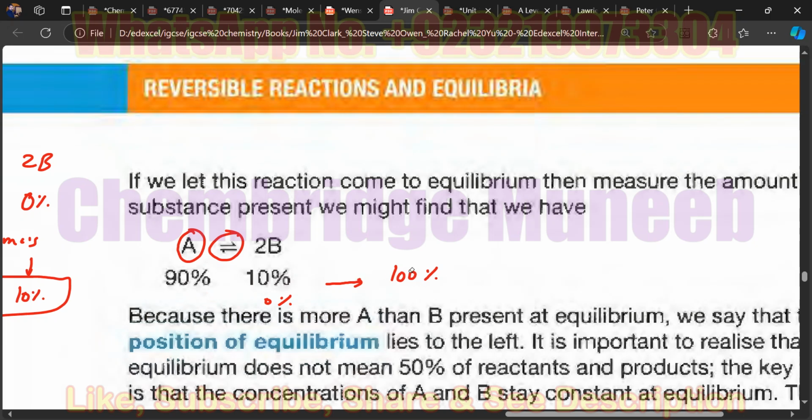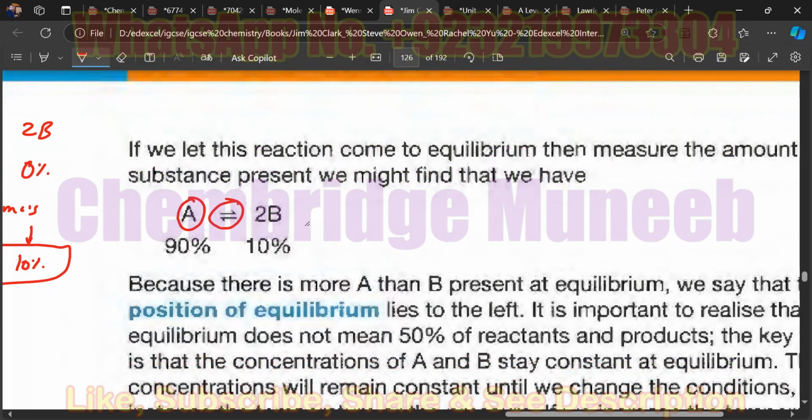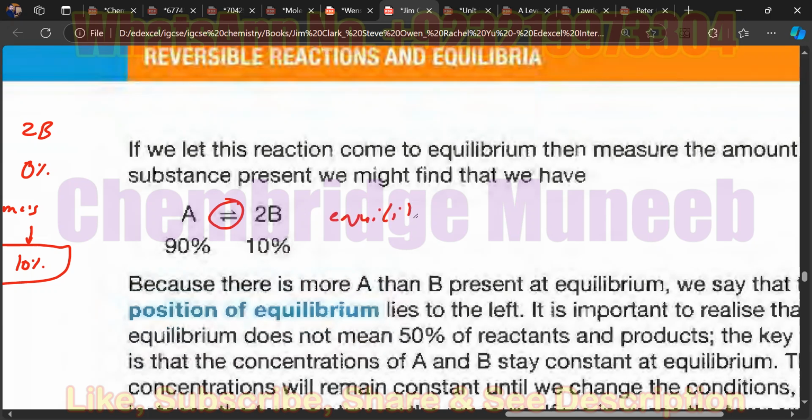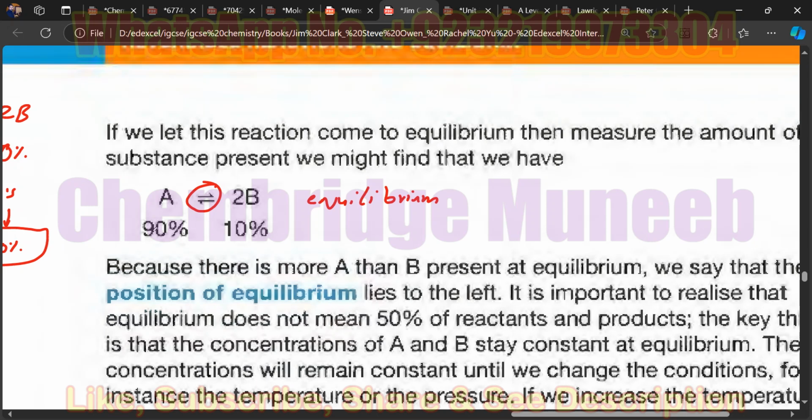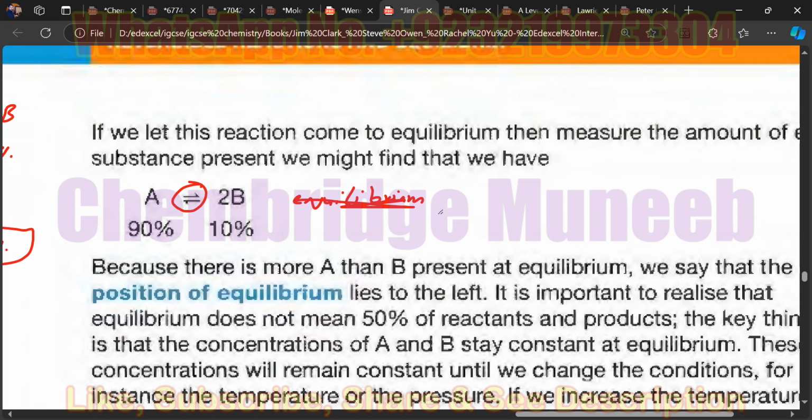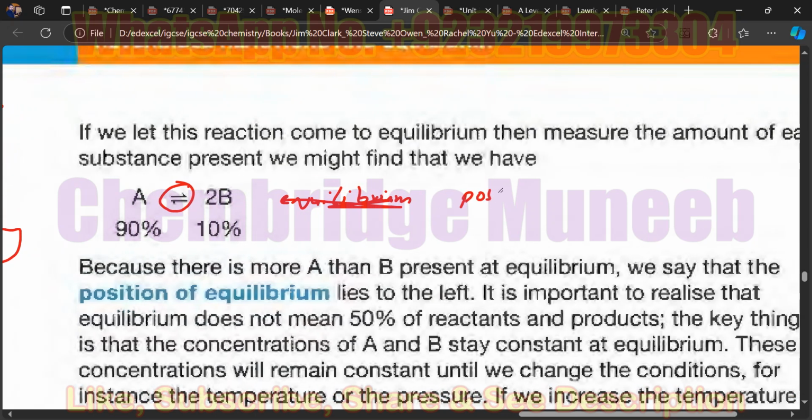So when the reaction has reached the equilibrium, there were 90% of A and 10% of B. This is the equilibrium stage. Now you can see clearly that the amount of A is more than B. So for this case we will now use the concept of position of equilibrium.